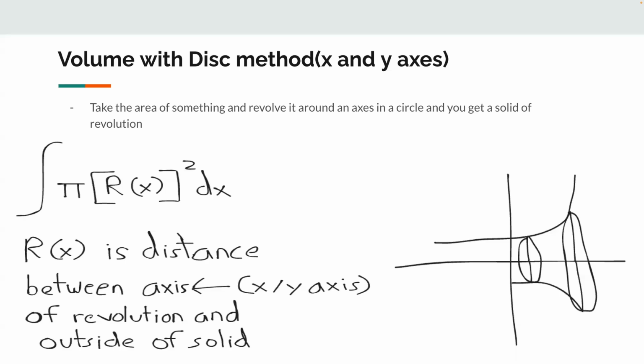I know it's kind of complex, but just bear with me. To find the volume of that, it would just be the integral of pi times the radius squared. And here the radius is just going to be the distance between the axis of revolution, which in this case is going to be the x or y axis, and the outside of the solid. So here the distance would just be f of x. Note that even though here it looks like 2f of x, the radius is still f of x because the radius is just half the diameter. And that's how you find the volume of a solid of revolution.